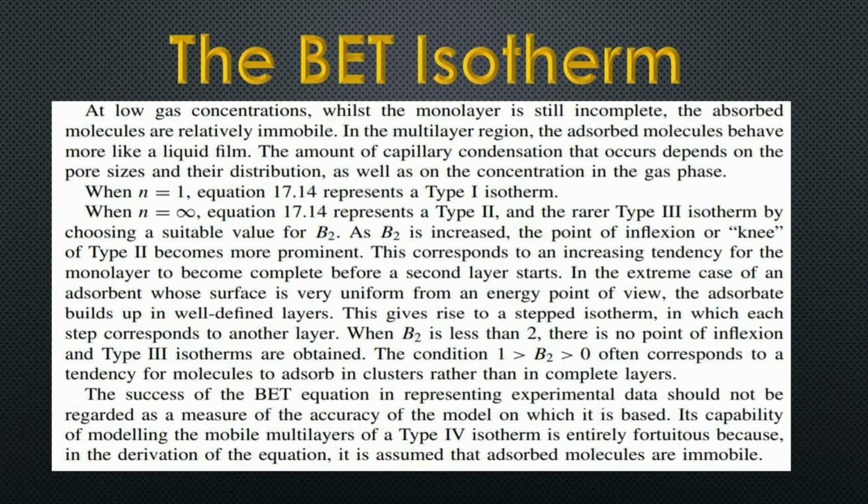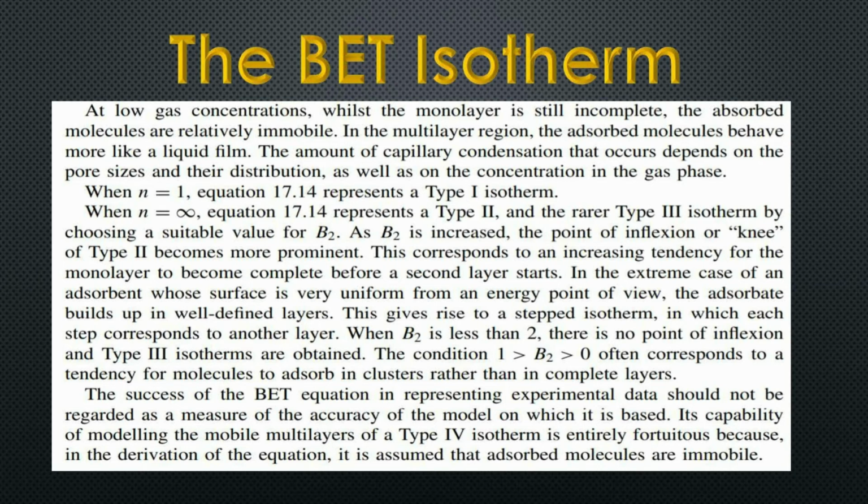In the extreme case of an adsorbent whose surface is very uniform from an energy point of view, the adsorbate builds up in well-defined layers. This gives rise to a steep isotherm, in which each step corresponds to another layer. When B2 is less than 2, there is no point of inflection, and type 3 isotherms are obtained. The condition 1 is greater than B2 is greater than 0 often corresponds to a tendency for molecules to adsorb in clusters rather than in complete layers.